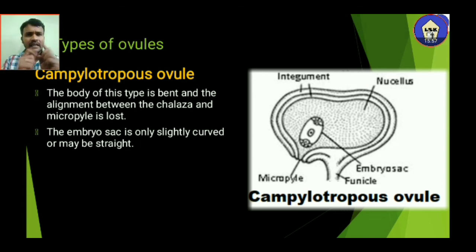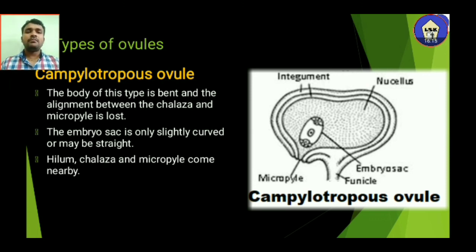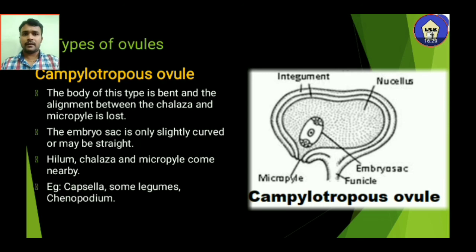The embryo sac is slightly curved, sometimes it may be straight also. There may not be the curvature of embryo sac, it may be straight also. But in some cases it is only slightly curved, not completely curved. So that is a very important point. And hilum, chalaza and micropyle come nearby. Actually, chalaza and micropyle are found at opposite ends, but here hilum, chalaza, micropyle come nearby. Examples: Zipsela, some legumes, Chenopodium. So these are the examples where the campylotropous ovules are found.